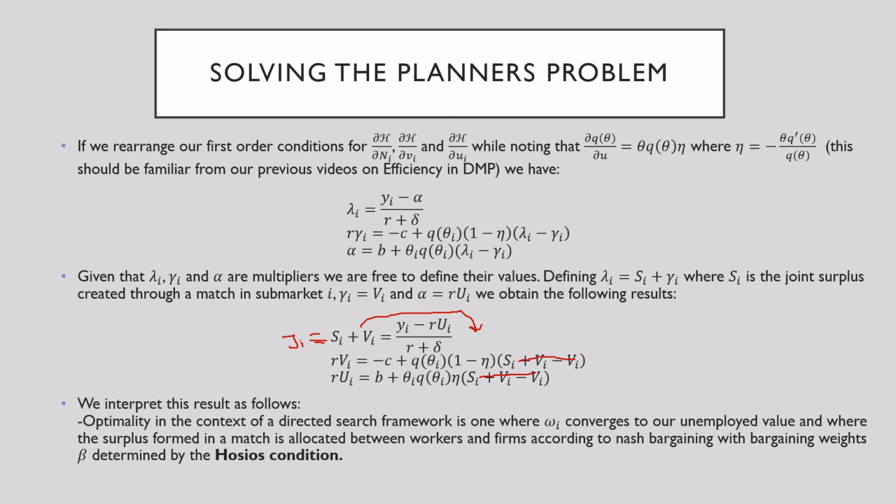And also from these other 2 equations, that being our vacant firm Bellman and our unemployed worker Bellman, we see that workers and firms transition to values that are, I guess, negotiated through Nash bargaining, where that weight is determined by Hosios's condition.